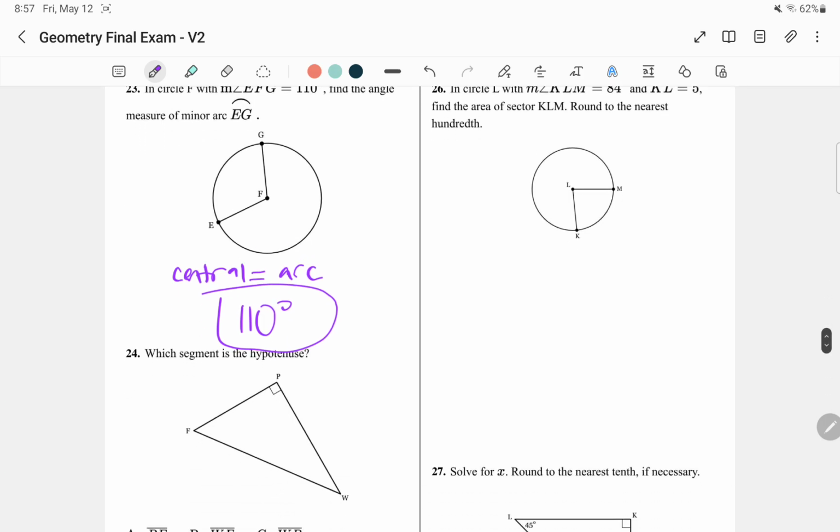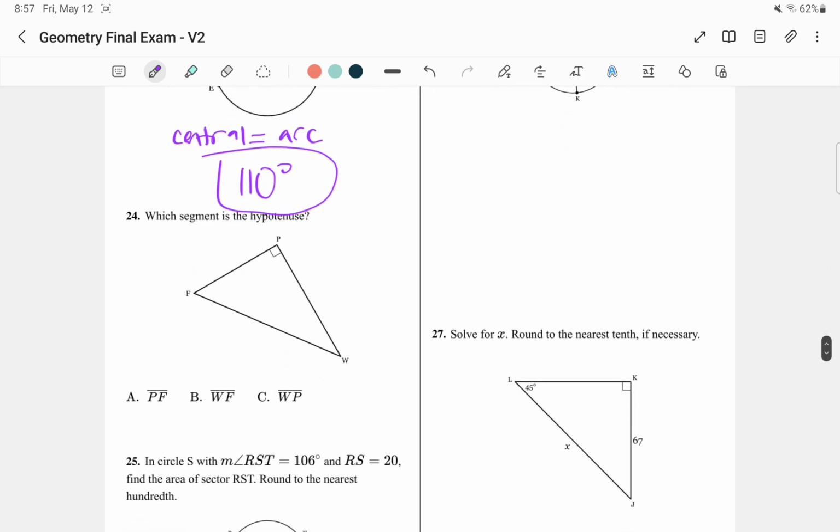All right, number 24, which segment is the hypotenuse? Hypotenuse is always across from the right angle, which is right here. So the hypotenuse is FW or WF, which is letter B. It might ask you about opposite and adjacent on the exam. Just remember that hypotenuse is across from the right angle. Then it's going to give you a specific angle. Whatever is across from it is opposite. Whatever it's next to is adjacent.